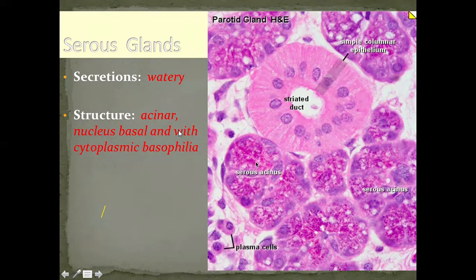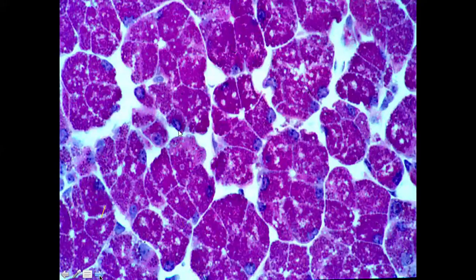Then, you have parang may laman, no? Parang may laman. So there are eosinophilic materials. These are your serous for the watery secretions. Okay. So another picture of a serous gland. The pinkish materials are the secretions. The blue are the nuclei. So malalaman mo because it is serous.